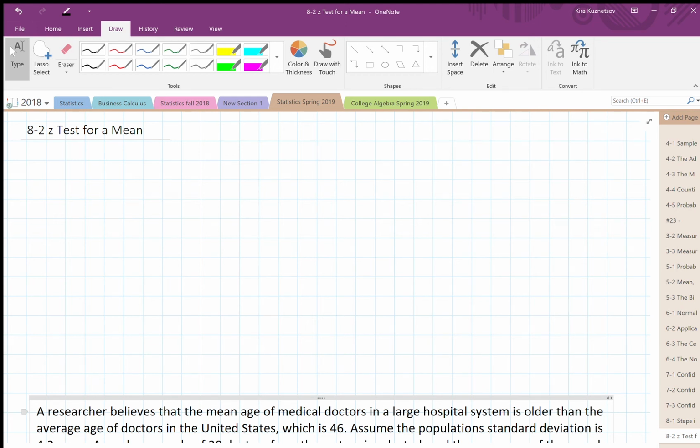This is a lecture on A-2, z-test for the mean. This is the first lecture on hypothesis testing of the series of many different hypothesis tests. There are two methods. One is called the traditional method and the other one is called the p-value method. We will favor the p-value method because it jumps out of the calculator a bit faster.